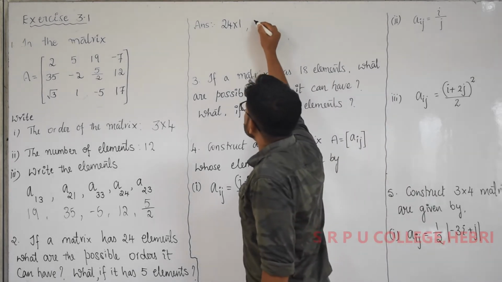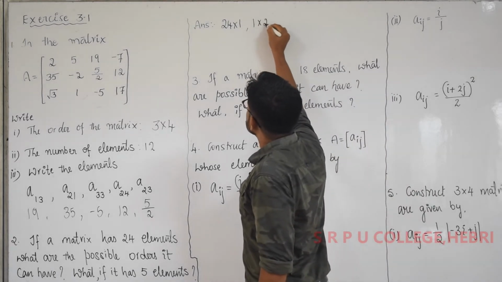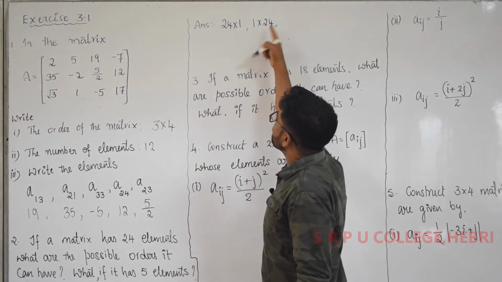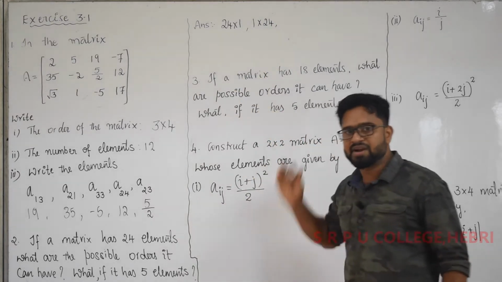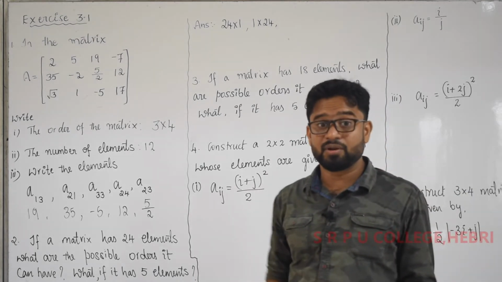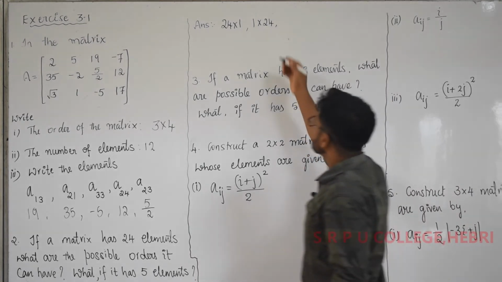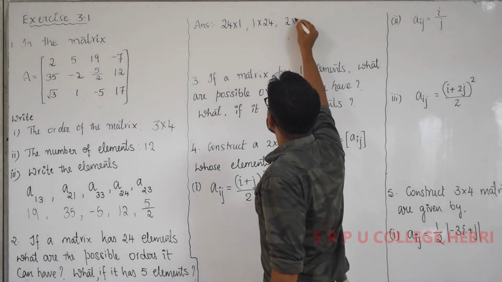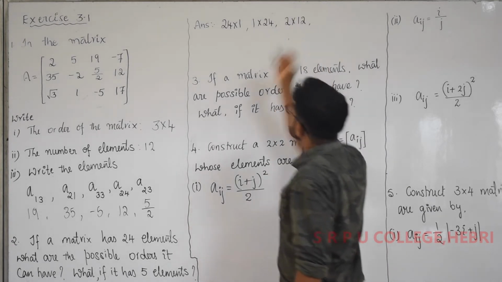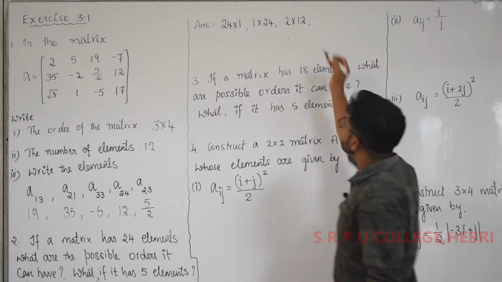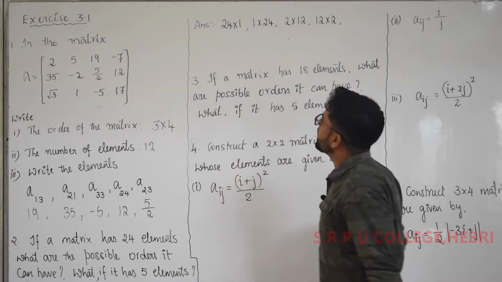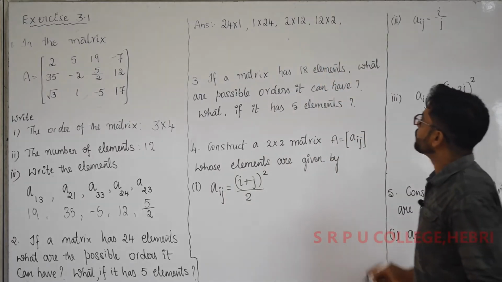One more possibility will be 1 cross 24. In this matrix 1 row and 24 column will be there. Even in that matrix also number of elements will be 24 only. Not only this, the matrix can have of order 2 by 12 and 12 by 2. Number of elements of the matrix will be 24.